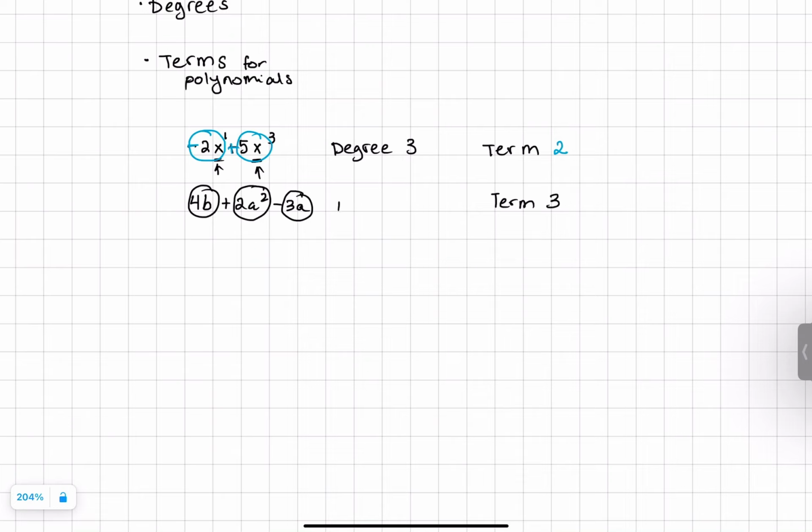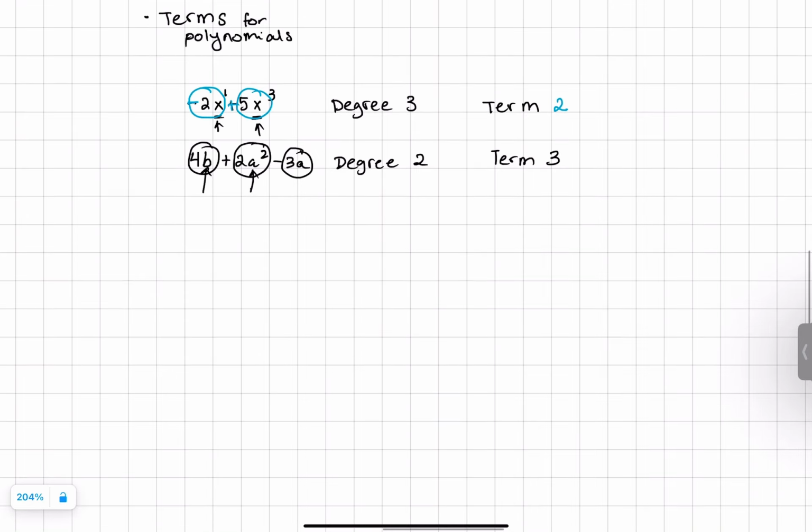And the degree, so coming back to the degree, the highest exponent value is 2. It doesn't matter that there is a letter B here and this is A. That doesn't matter. We're just looking for any variable that has the highest exponent value in the expression.